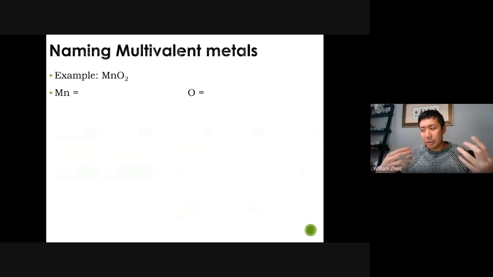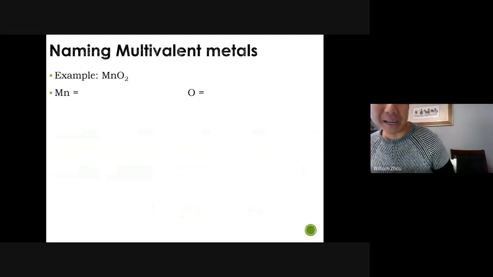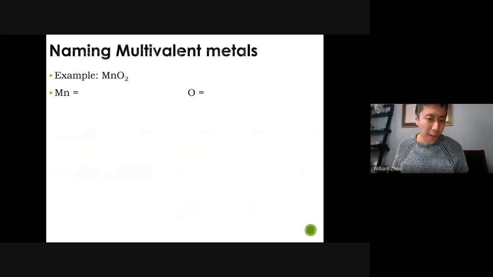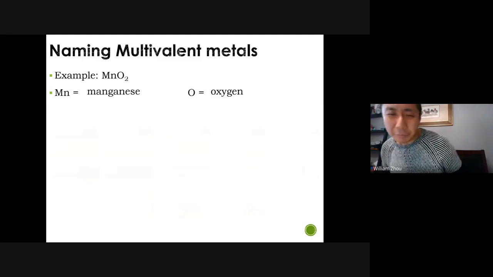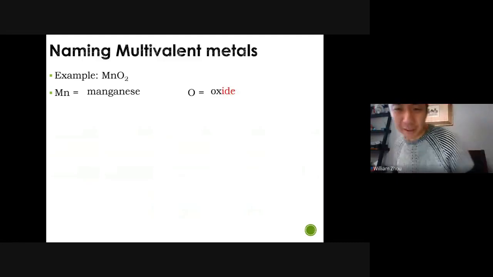Let's look at some examples here. MnO2. First of all, we are not dealing with magnesium. Mn is not magnesium. Mn is manganese. So you need to find manganese on the periodic table, and it's somewhere in the middle, and then look at the charge. O is oxygen. But remember, we have to change the ending to oxide because it's the negative ion.